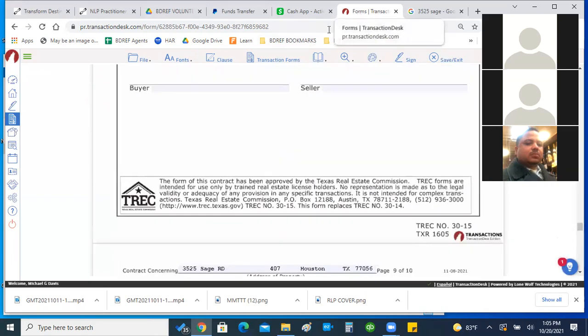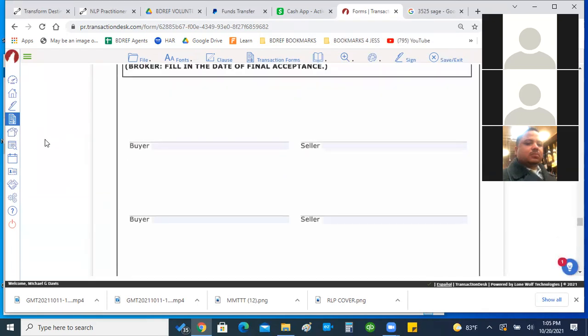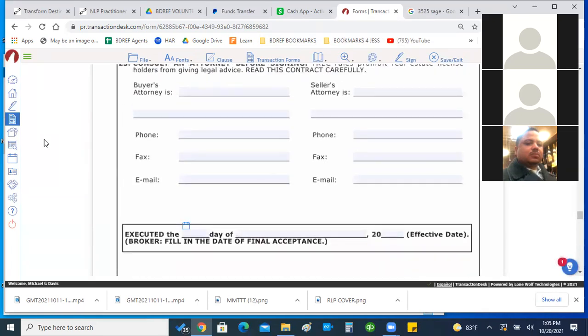Yes, Mr. Davis. Mm-hmm. When you were saying about them addendums, don't you always got to add the lead paint addendum on it? Mm-mm. You don't have to add. You only have to add that under certain circumstances. So who can answer that question? When do I have to add the lead-based paint addendum?